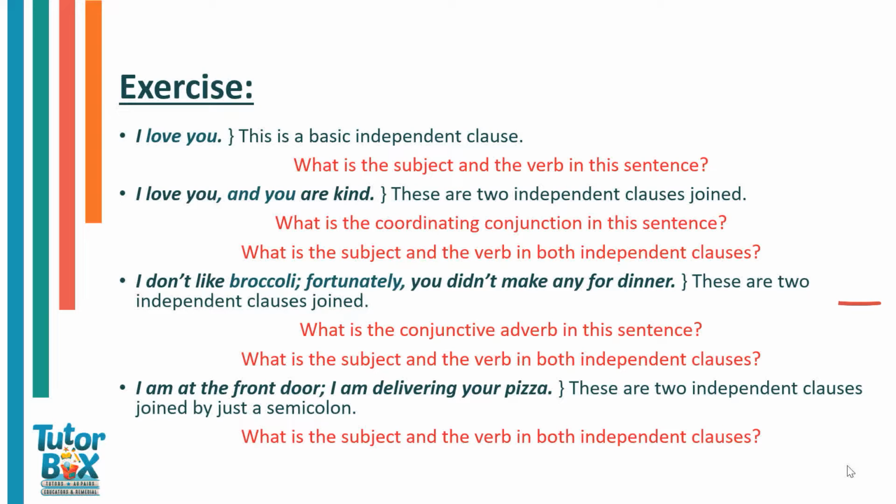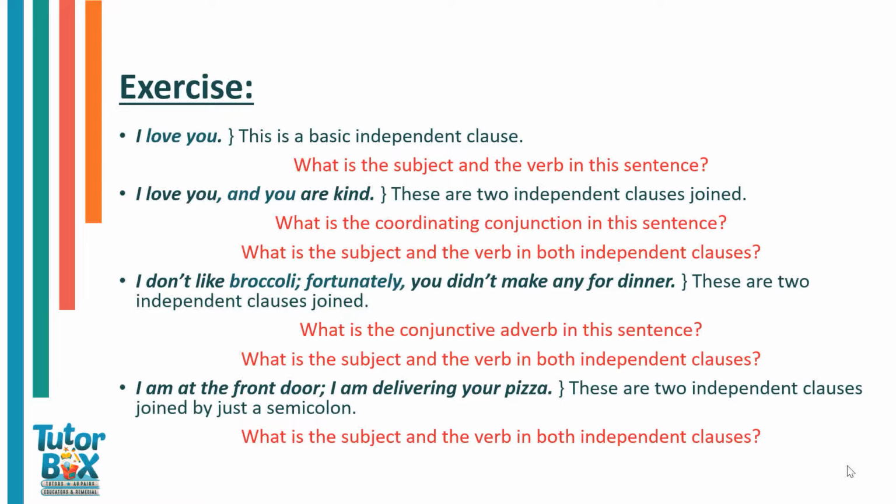The third sentence is I don't like broccoli. Fortunately, you didn't make any for dinner. This sentence is longer than the previous two sentences, however, it is still only two independent clauses that are joined together. So I'm not going to tell you guys the answers now because I want you to take time and try it out for yourselves, and then I'll give you the answers in the next two segments.